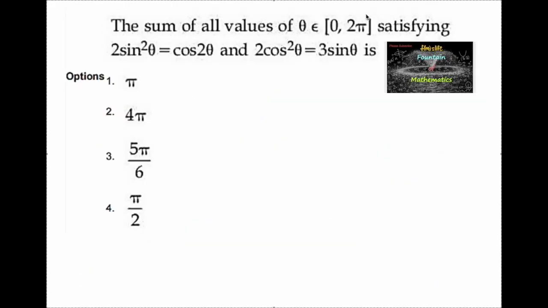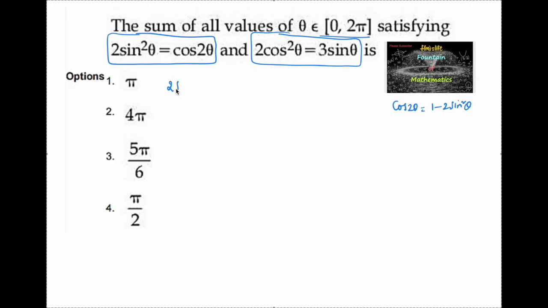The sum of all values of theta belonging to 0 to 2 pi, satisfying the equations 2 sine square theta is equal to cos 2 theta and 2 cos square theta is equal to 3 sine theta. So we know that cos 2 theta, in terms of sine, we can write 1 minus 2 sine square theta. So in the first equation, we can write 2 sine square theta is equal to 1 minus 2 sine square theta, or else we can write 4 times sine square theta is equal to 1. So sine square theta is equal to 1 by 4. So sine theta is equal to plus or minus 1 by 2.